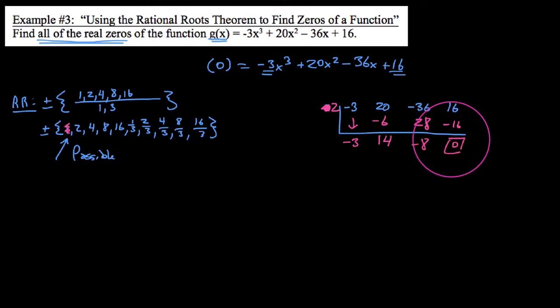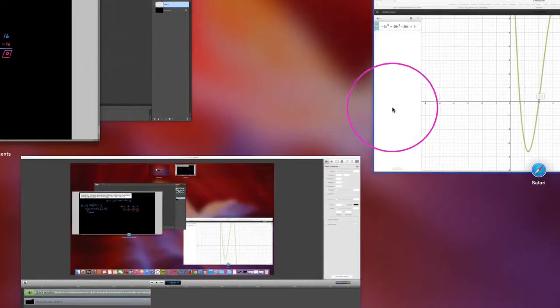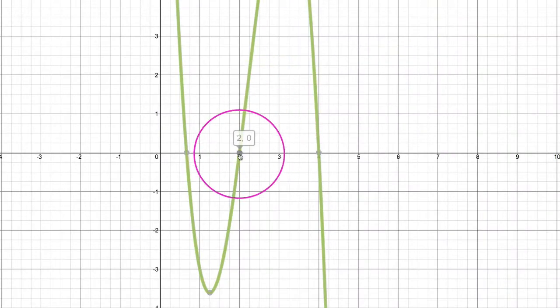So it looks like we stumbled across a 0. I made a graph of this, as I mentioned before, and you notice here that 2 is indeed one of our zeros. Now, the things we want to point out here are these.